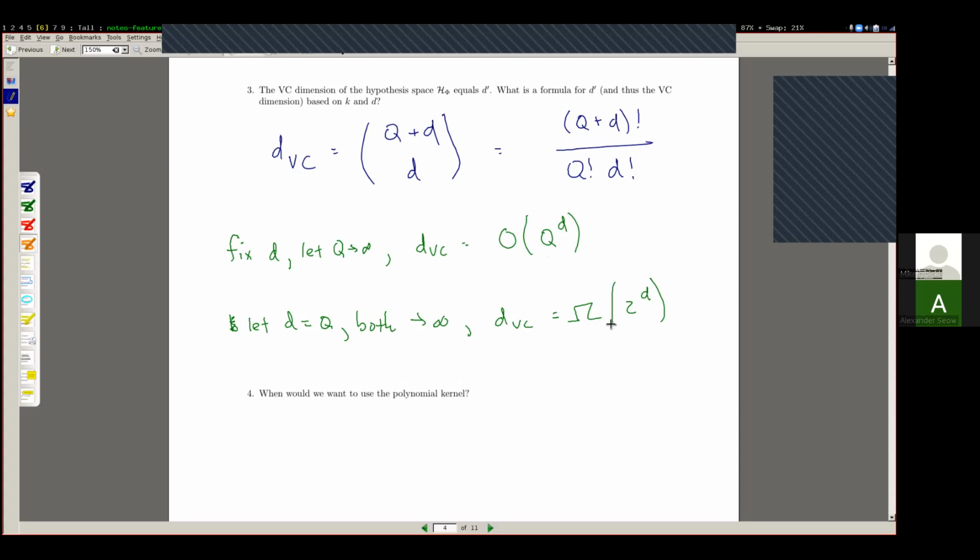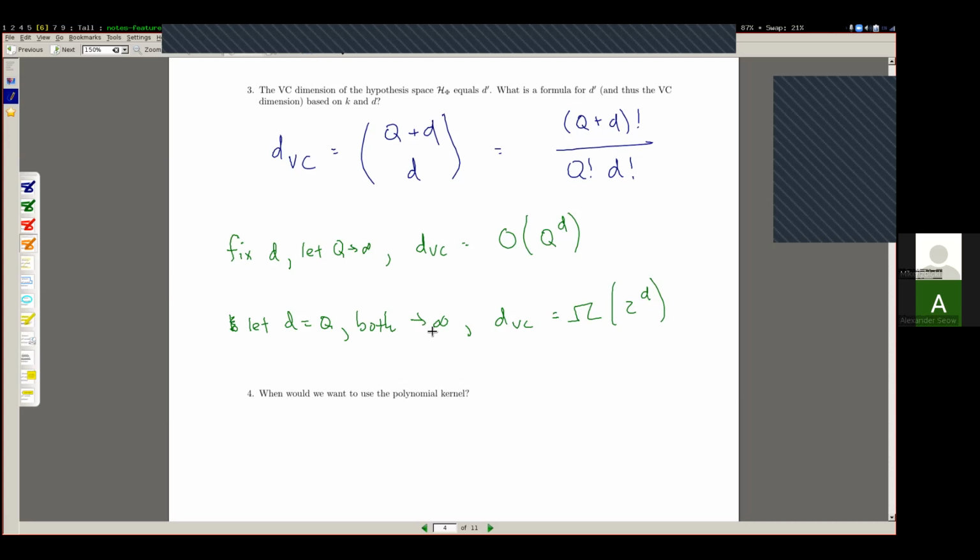This thing down here, though, is a lower bound. It turns out that factorials grow faster than exponential. And so omega of 2 to the D, that's like horrendous growth rates. You're never going to have 2 to the D data points for something. And so you can't let both your Q and your D go to infinity. You have to fix one of them and only let the other one grow.